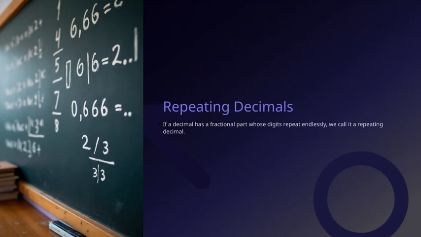All right, let's talk about repeating decimals. When we have a decimal number and its fractional part keeps repeating endlessly, we call that a repeating decimal. Essentially, if the digits after the decimal point go on forever in a pattern, that's what we mean by repeating. This concept is important because it helps us understand how certain fractions translate into decimal form. Recognizing repeating decimals also connects to the broader idea of how fractions and decimals relate. It's a fascinating part of number theory that shows the beautiful patterns within mathematics.